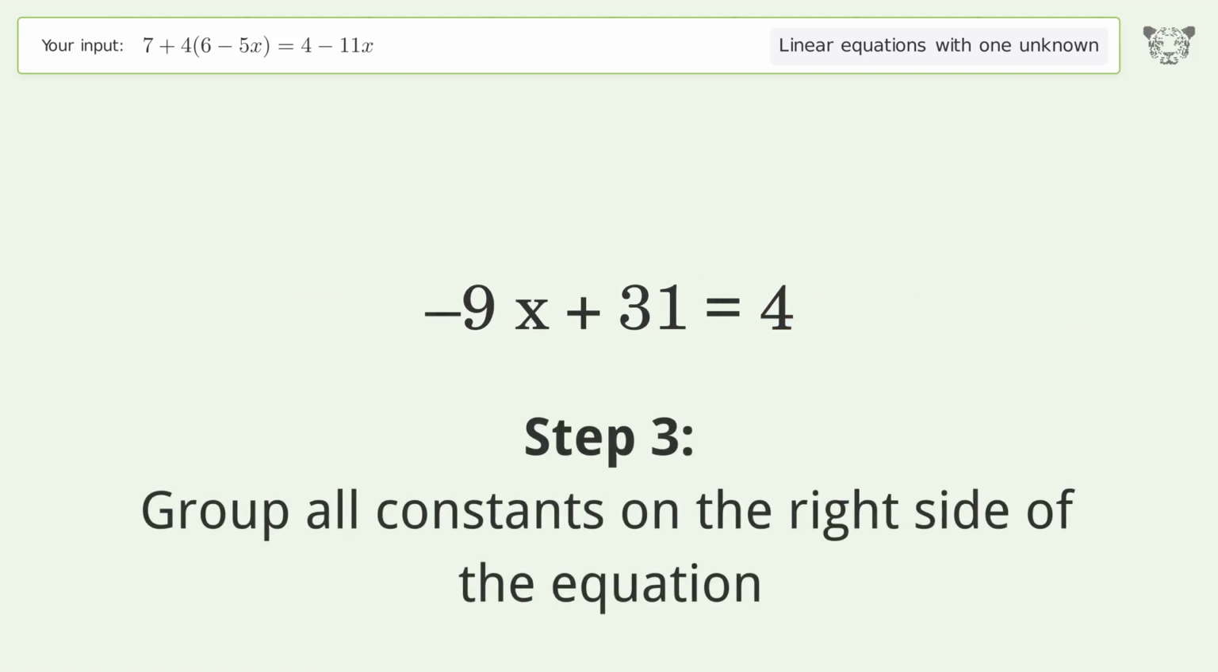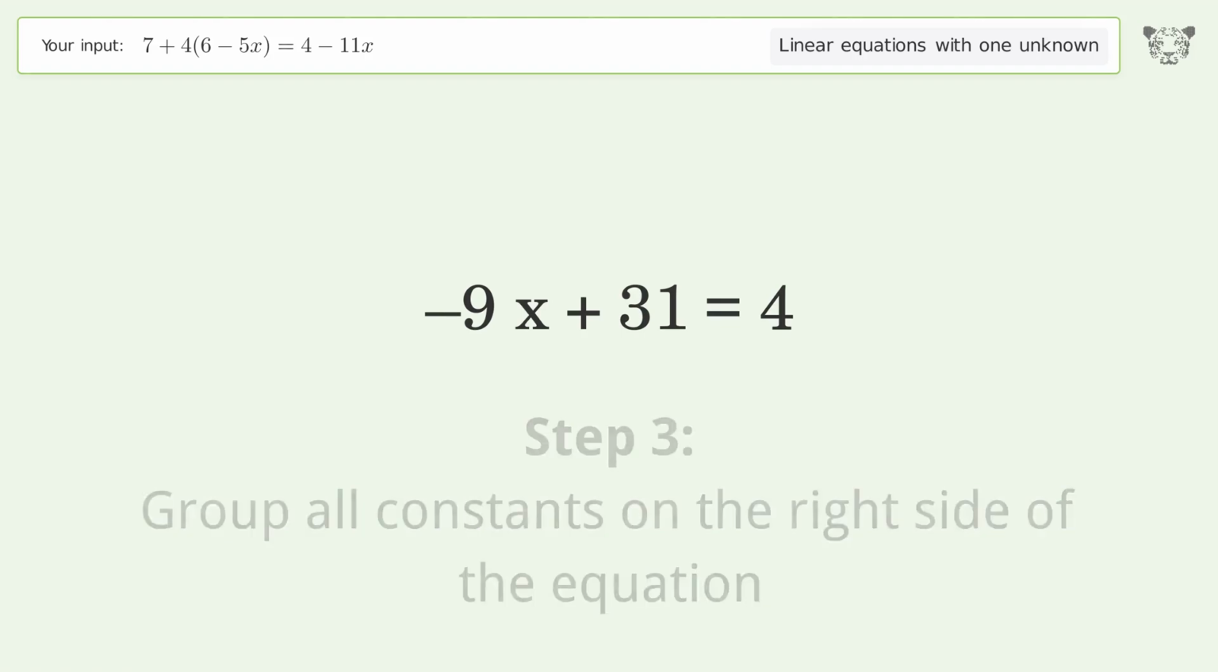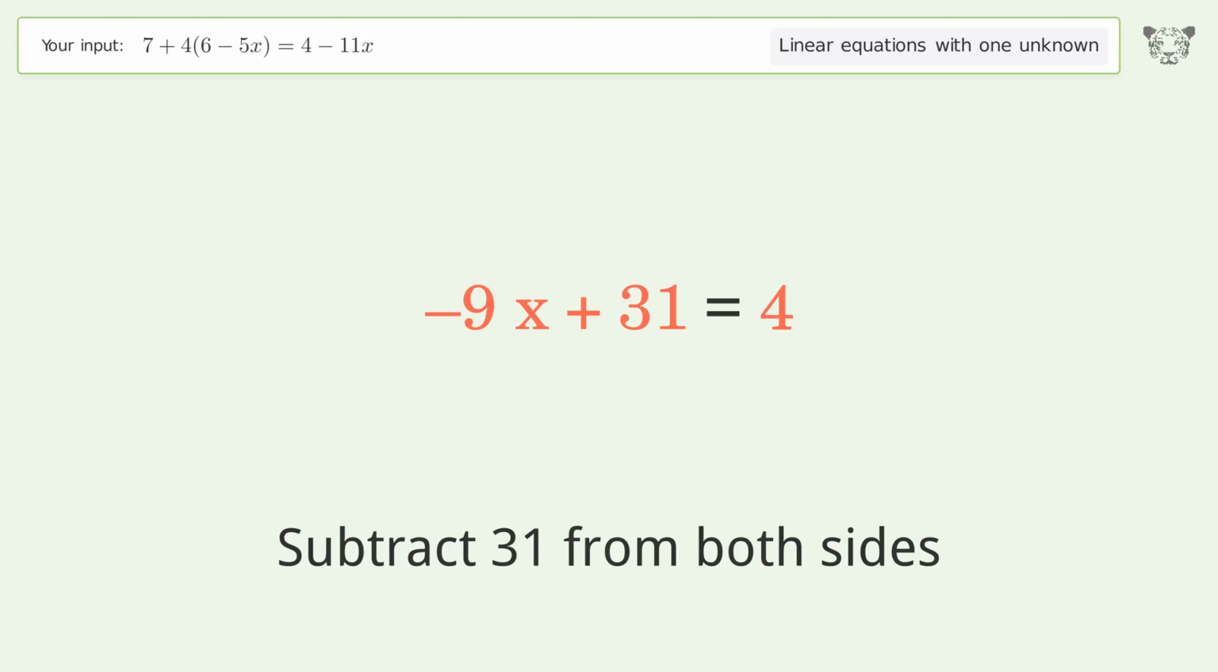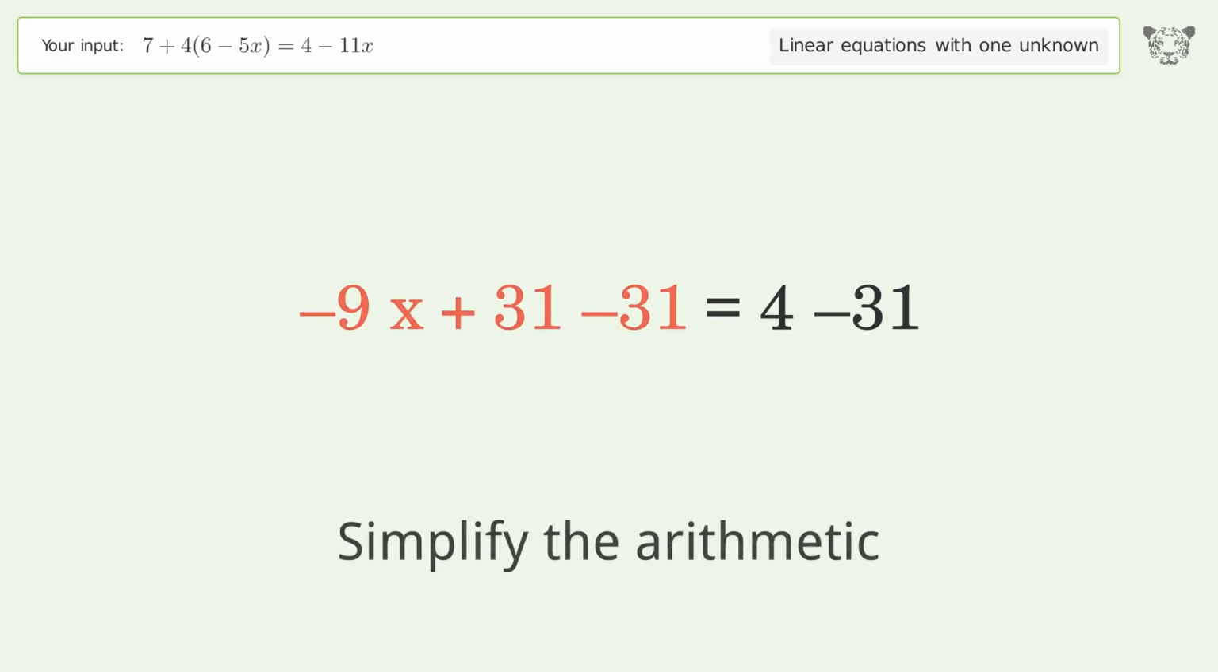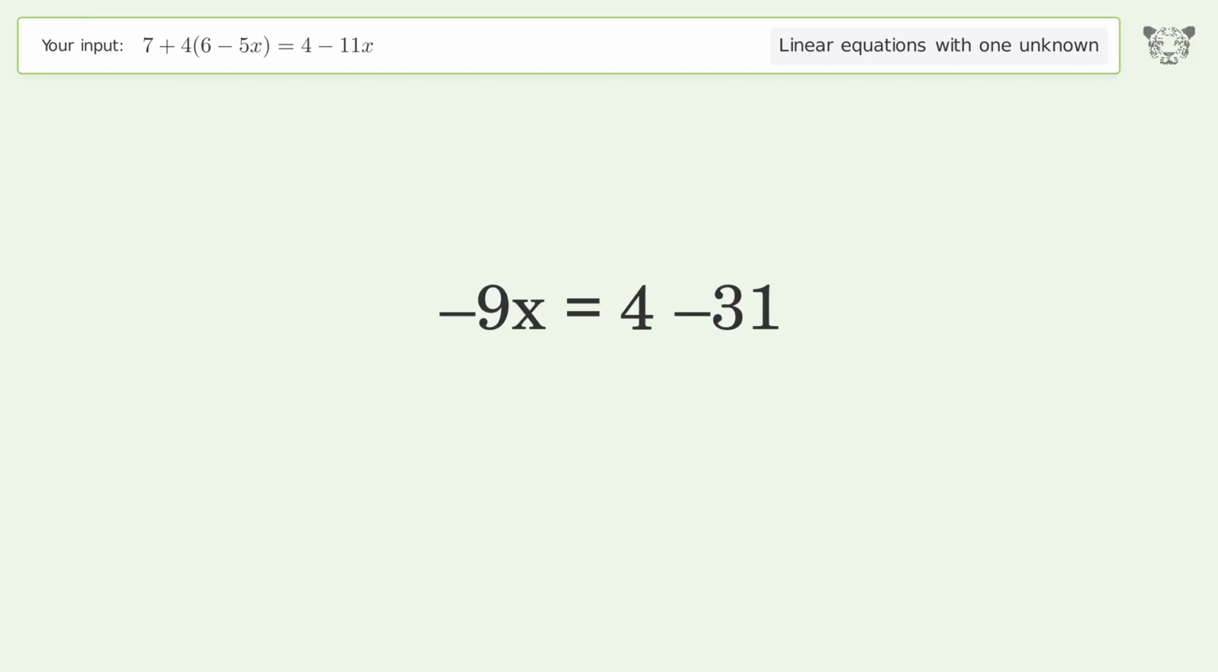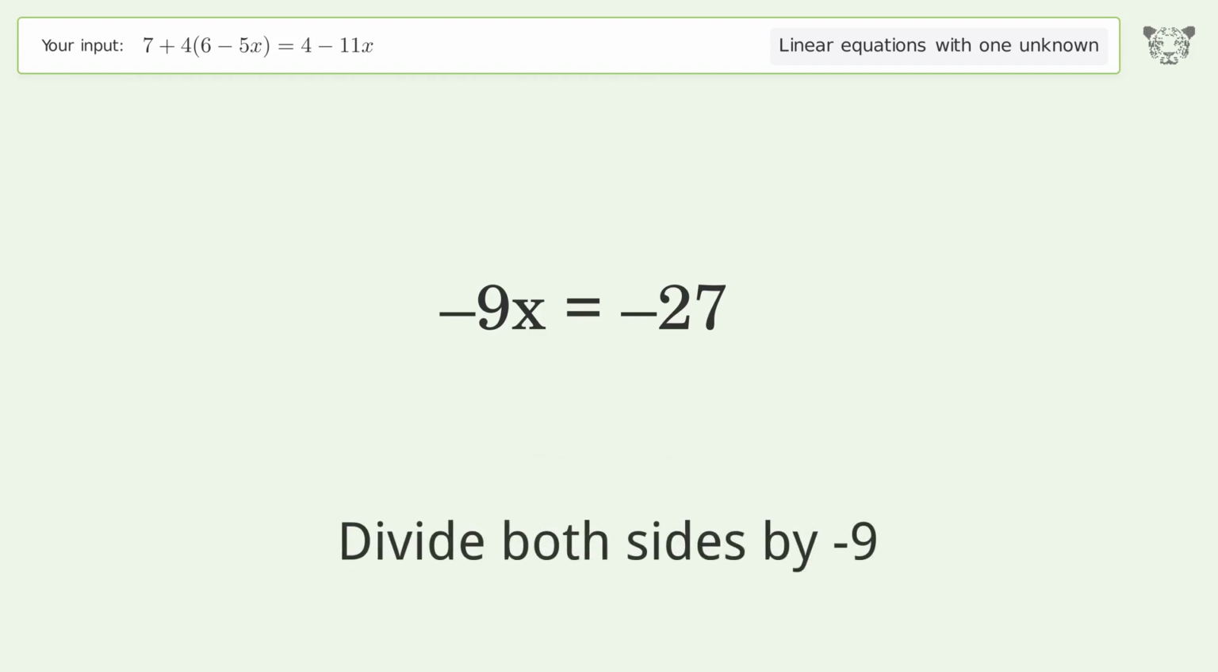Group all constants on the right side of the equation. Subtract 31 from both sides. Simplify the arithmetic. Isolate the x. Divide both sides by -9.